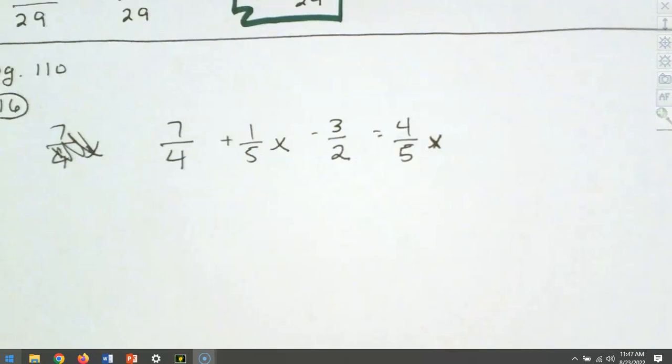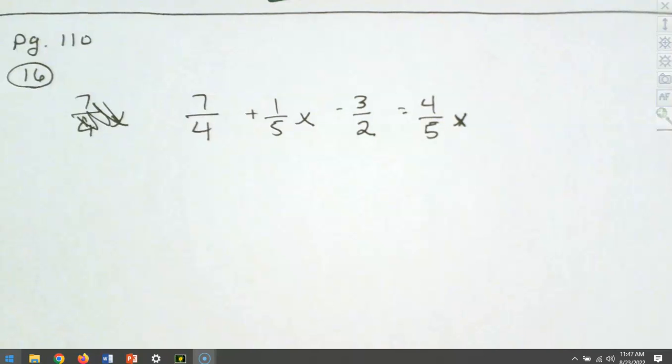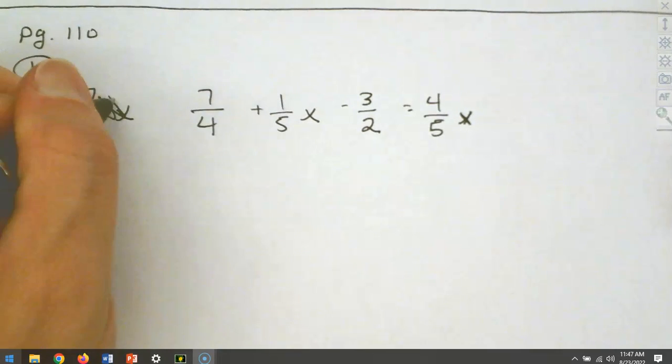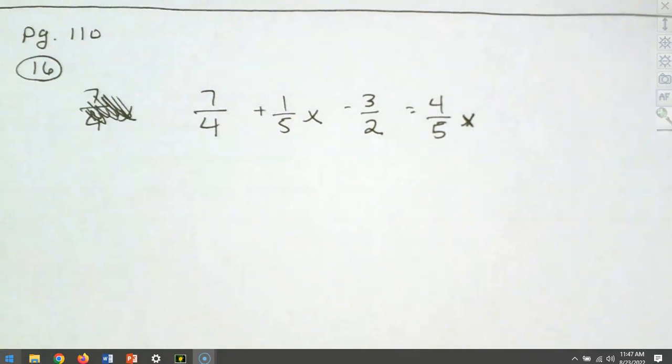Where are we going to begin? Well, you could, if you wanted to, bring that 1/5 over and combine it with the 4/5. But why don't we just go ahead and clear out our fractions? Because I think that's going to be the easiest way to handle this one.